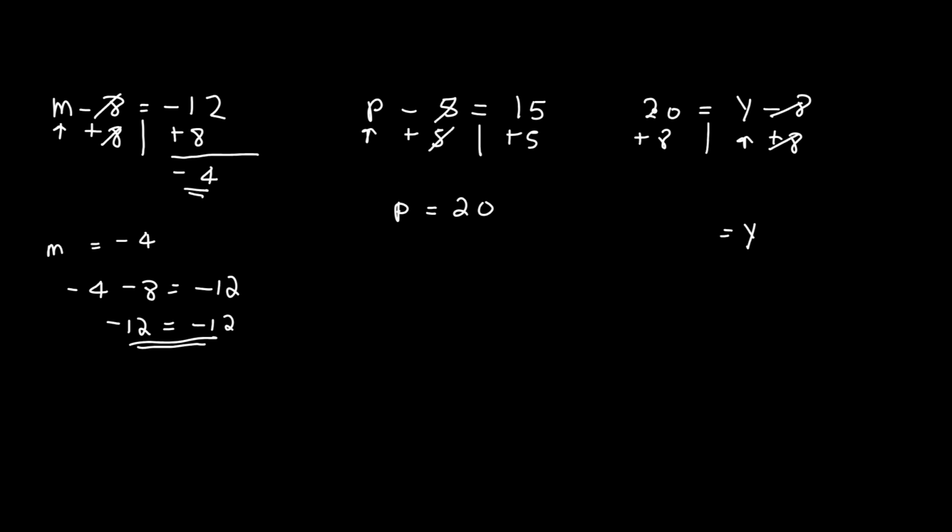Now 20 plus 8 will be 28. Or you can simply rearrange this as y equals 28. You substitute y with 28 and you should get 20 on this side, and have 20 on both sides. Alright, let's keep practicing one-step equations for addition.